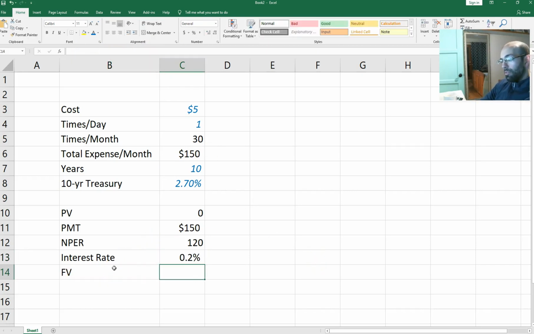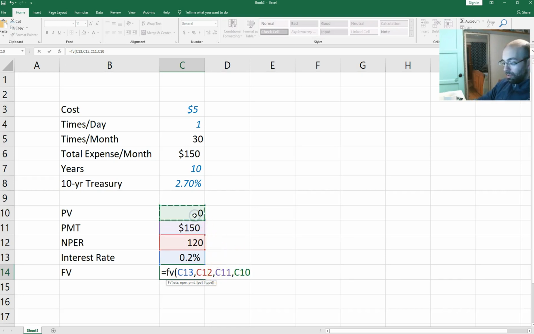So FV means future value. What is the potential future value if we had not purchased the cup of coffee a day and we instead invested it at a rate of return of 2.7% annually? So we're going to click on the rate here. That's what rate is. NPER, number of periods, 120. Payment is 150. And the present value is 0.